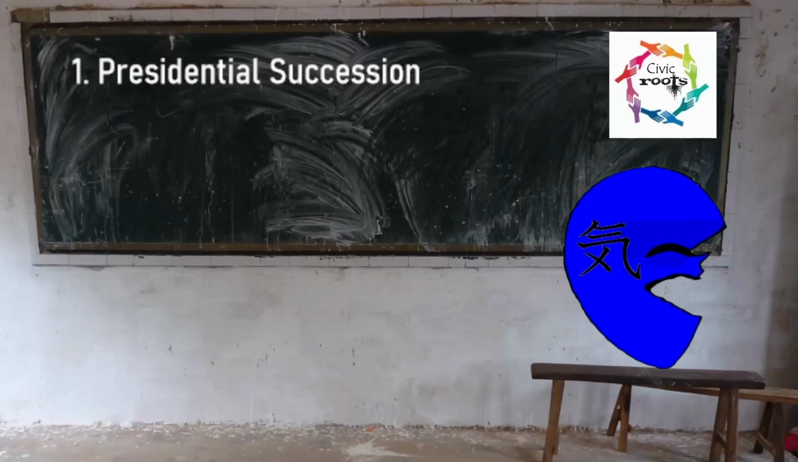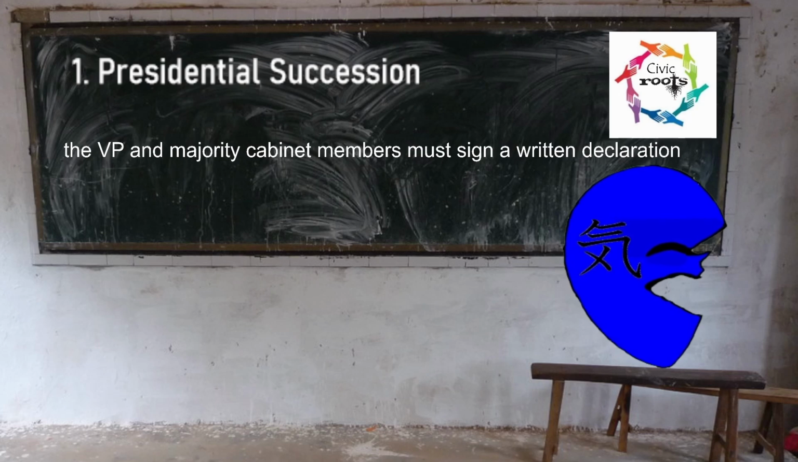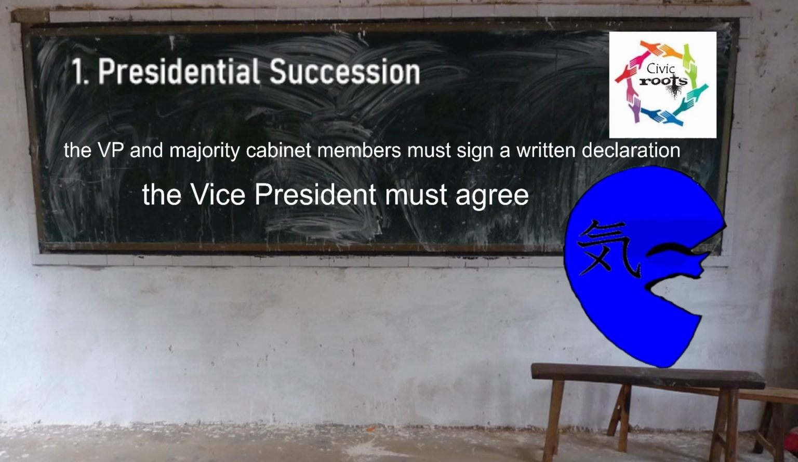And to do this, the vice president and a majority of the cabinet must sign a written declaration stating that the president is unable to discharge the powers and duties of his office. The key requirement is that the vice president must agree. The cabinet alone cannot remove the president. So if the VP and the cabinet are all appointed by the presidency, this is a very unlikely thing to happen in order to remove the president from power.